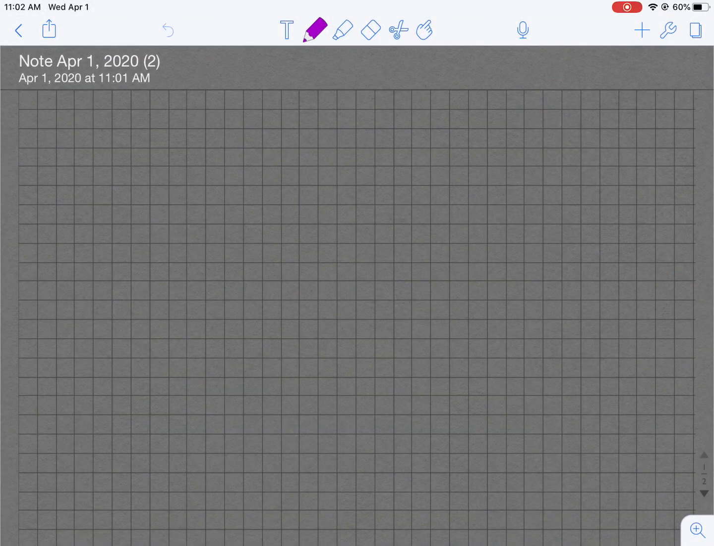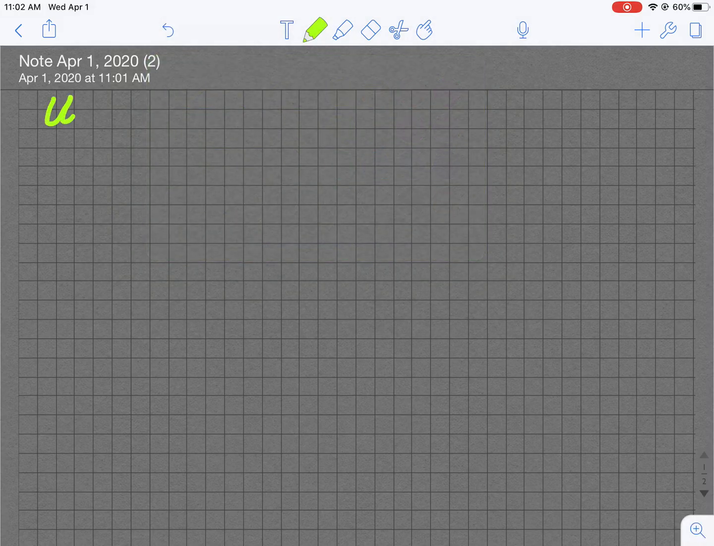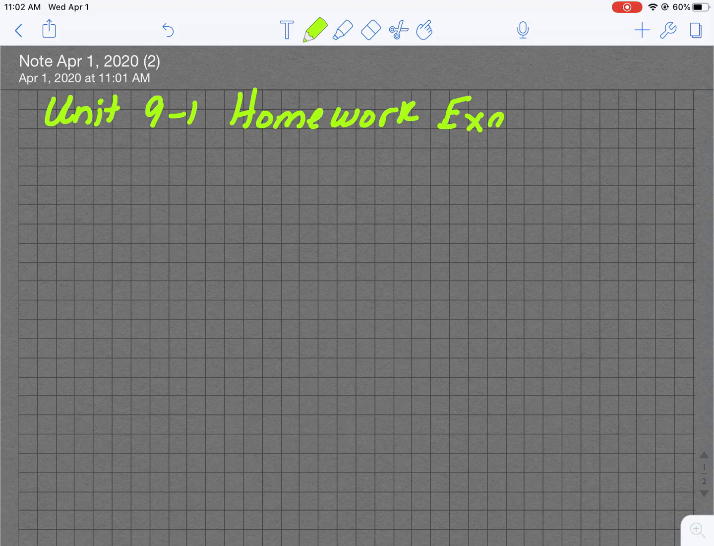Okay, let's try this again with sound. So we're going to look at Unit 9-1 homework, and I'm just going to do a couple example problems with you. Okay? So let's look at number 2.